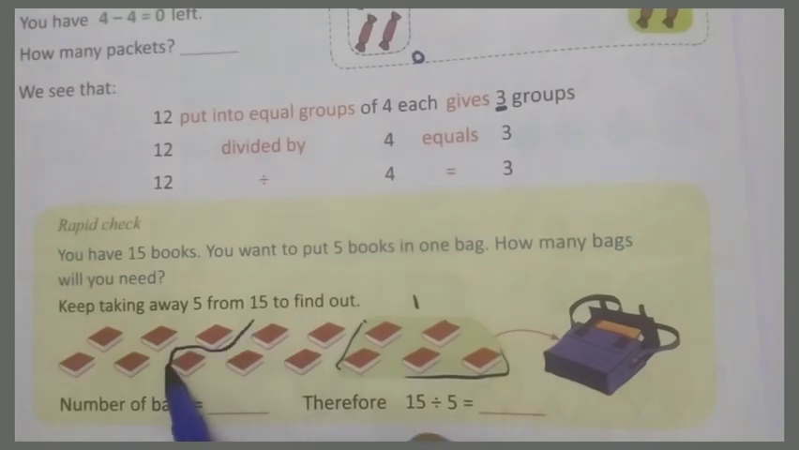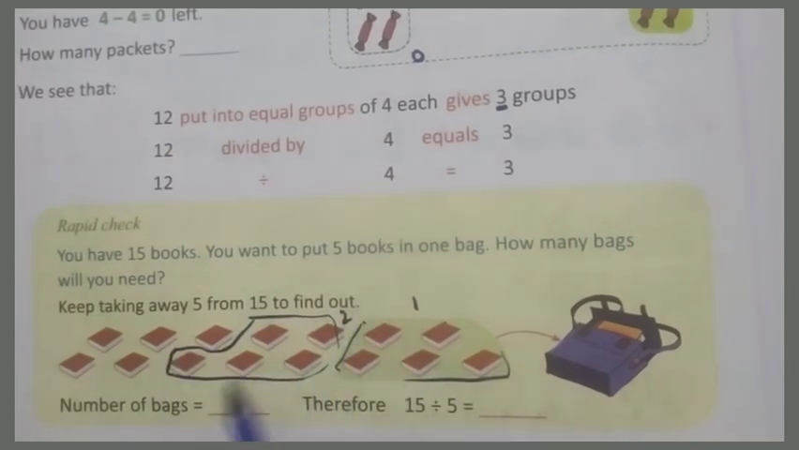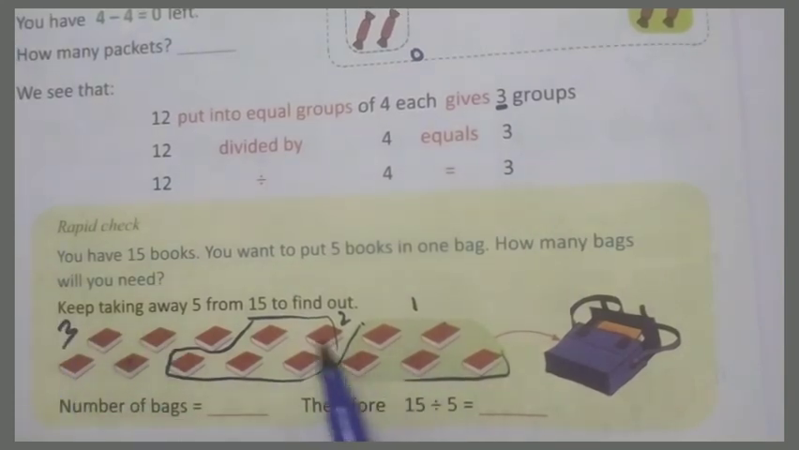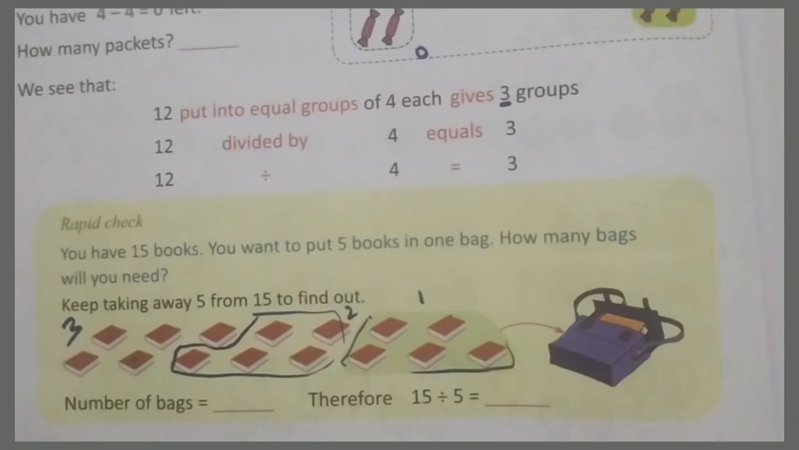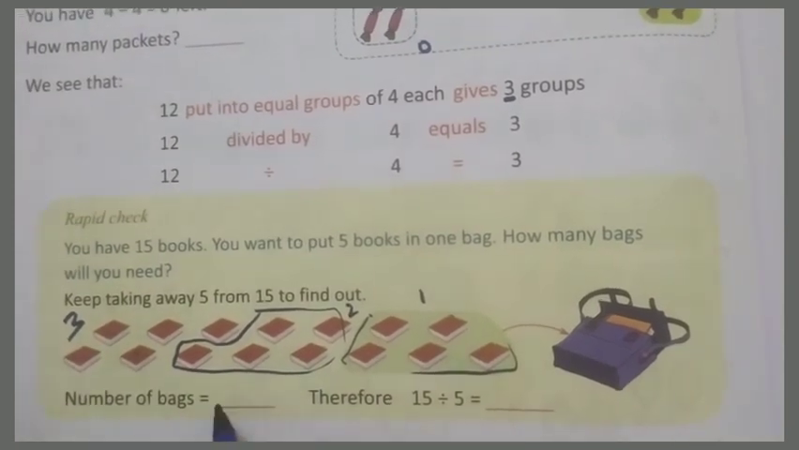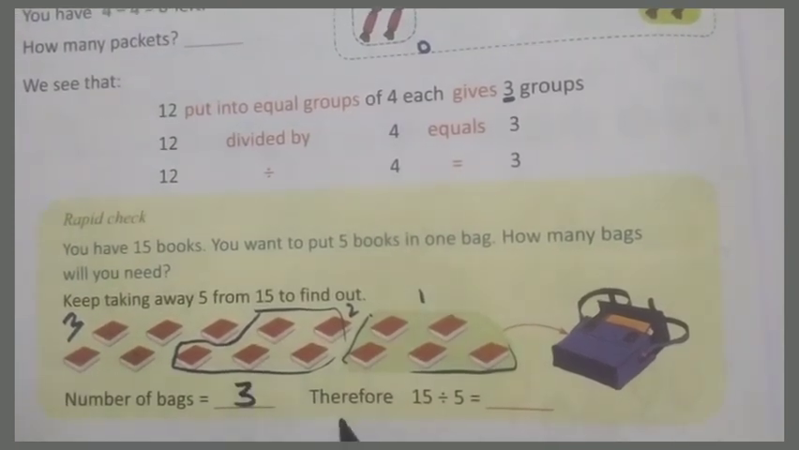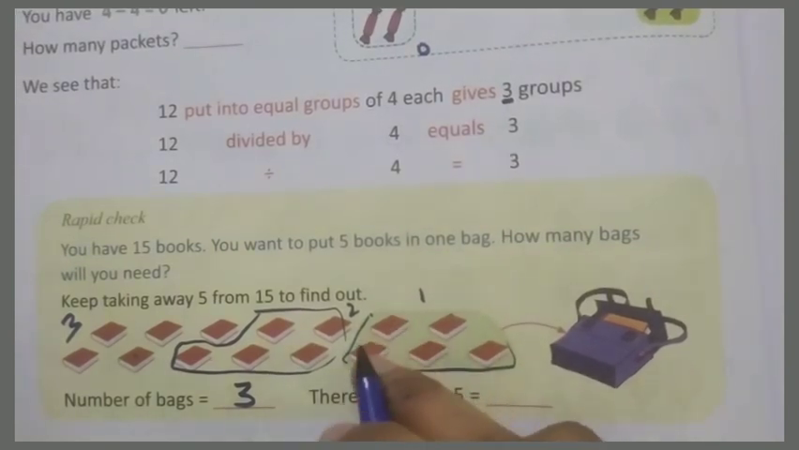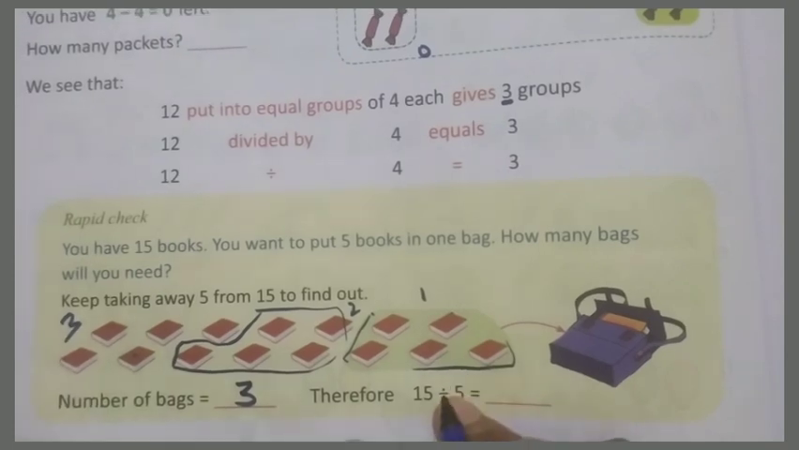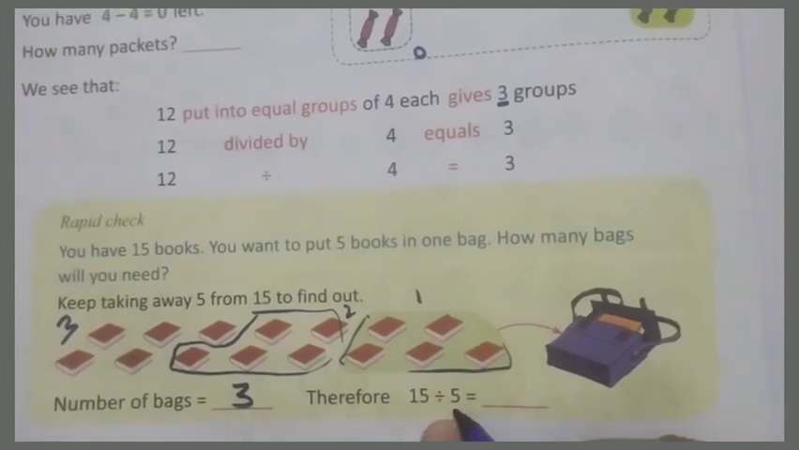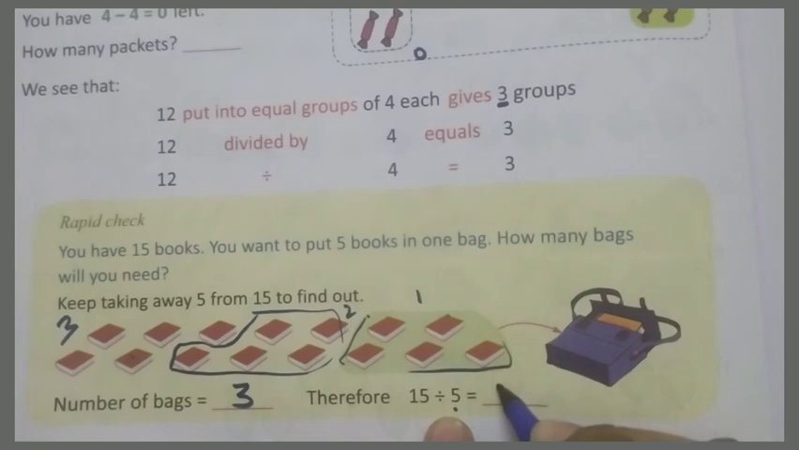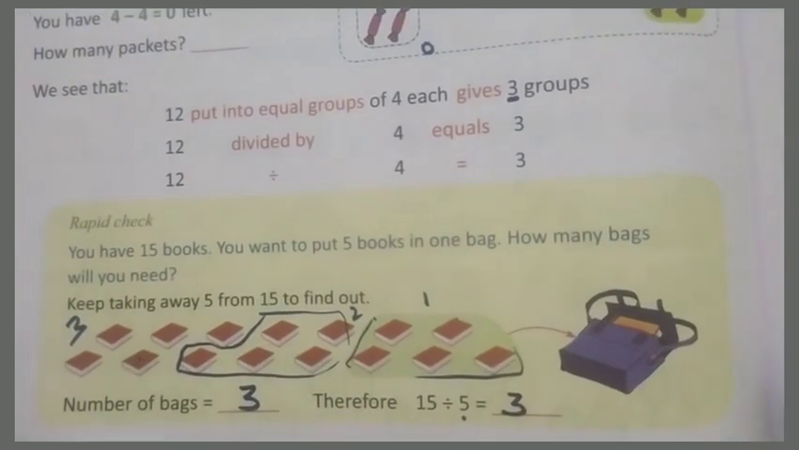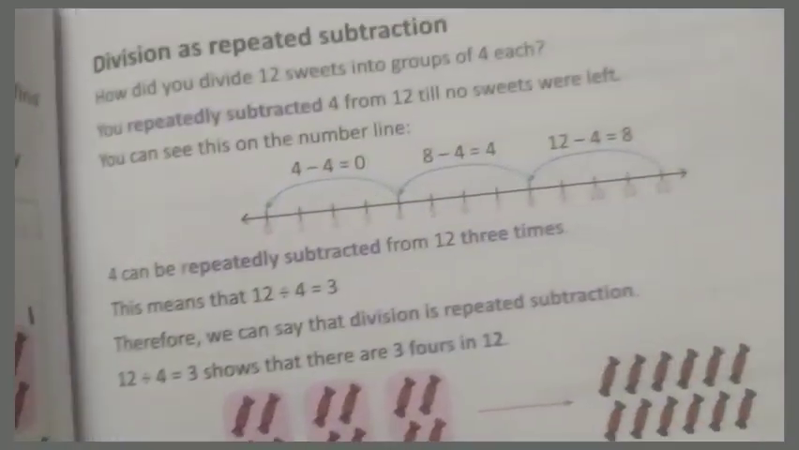Next again 5 books. I am keeping these 5 books in the second bag. Next again 5 books. How many bags do we need to keep all these 15 books? Yes, 3 bags. The number of bags is 3. Therefore 15 divided by 5. 15 books are divided into groups of 5 each. The total number of groups is 3. Like this. Look here, children.